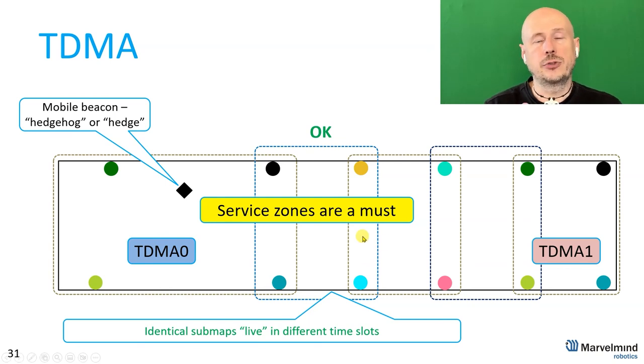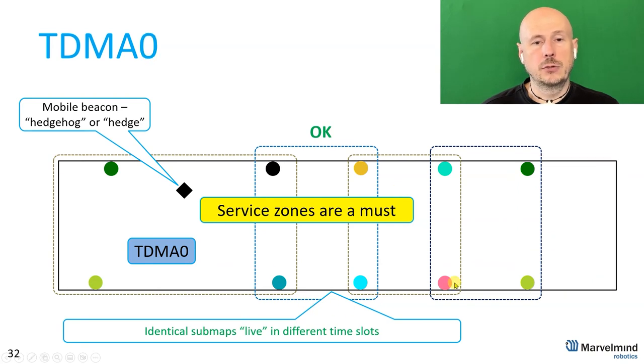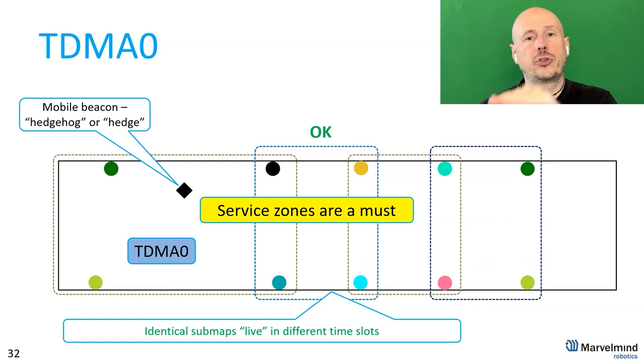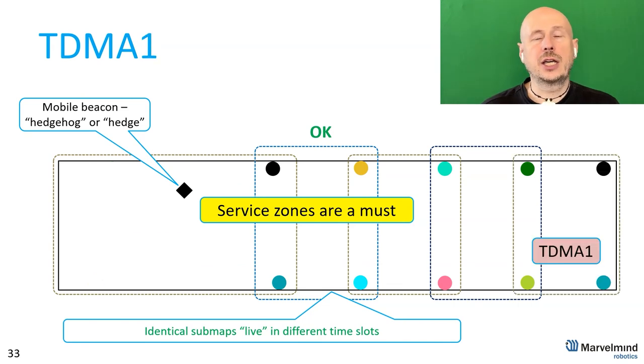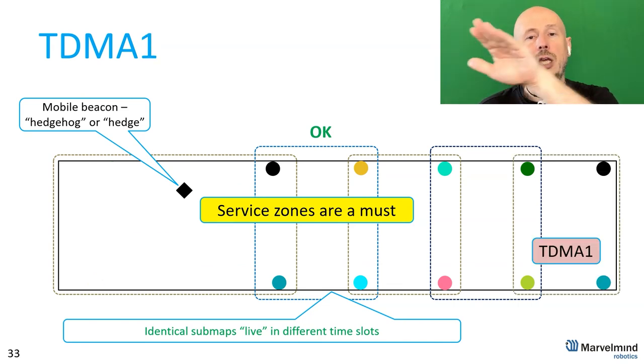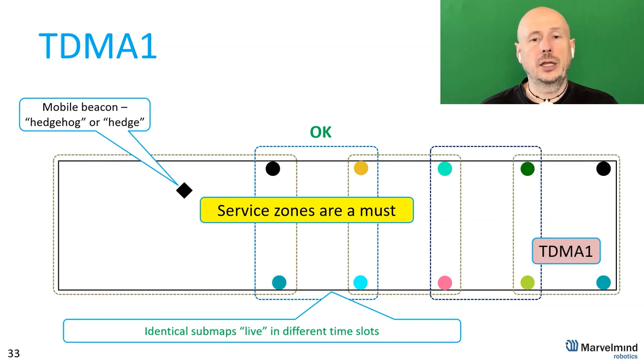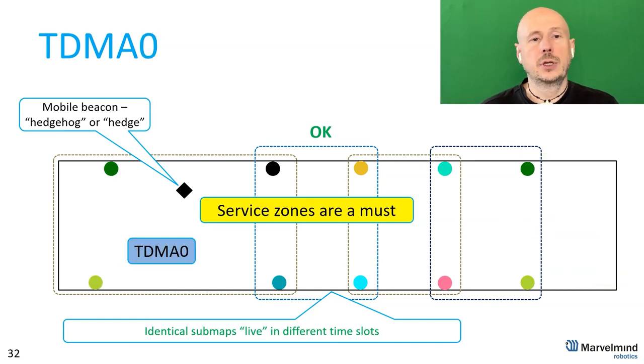TDMA stands for time division multiple access. So this submap and this submap do not live in the same time slot. They are living in different time slots. This is the configuration in my odd slots: slot 1, slot 3, slot 5. And this is my configuration in the second slot, in the fourth slot, and fifth slot. And it all the time jumps between them.